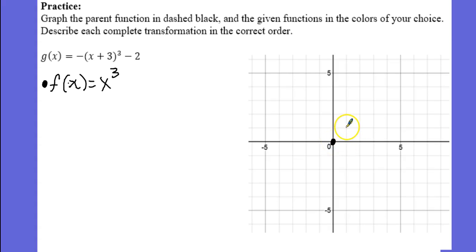1 cubed. 1 times 1 times 1 is 1. 2 cubed, 8. So 1. Okay, so this one only goes to like 6, 7, 8. So just eyeball it, get it up there.